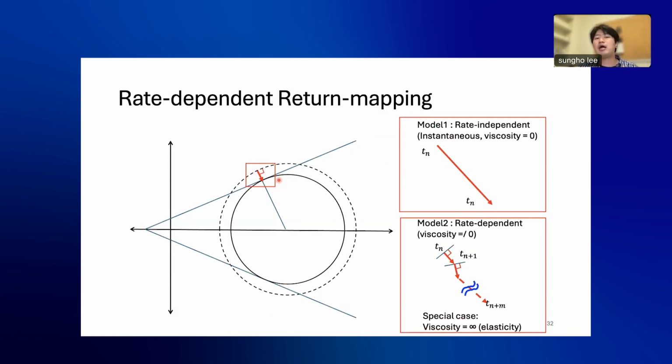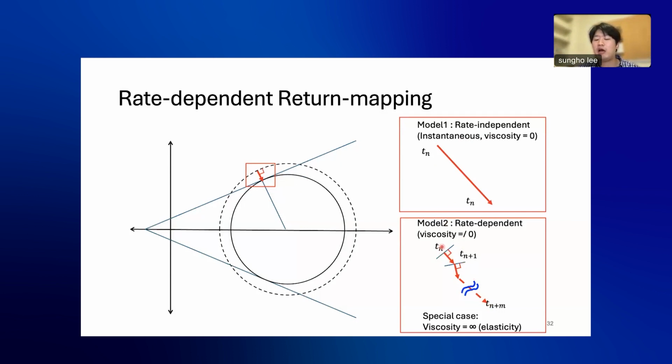Therefore, I introduced a rate-dependent model by incorporating a certain time scale or viscosity. So model 1 represents the rate-independent model, but model 2 represents the rate-dependent model. Due to the viscosity, stress does not return right back to the failure envelope. Instead, the stress relaxes, and because the stress evolves over time, it means the failure state also changes.